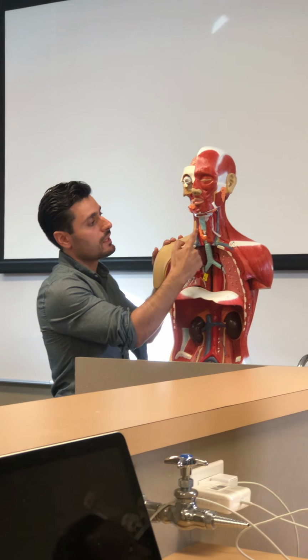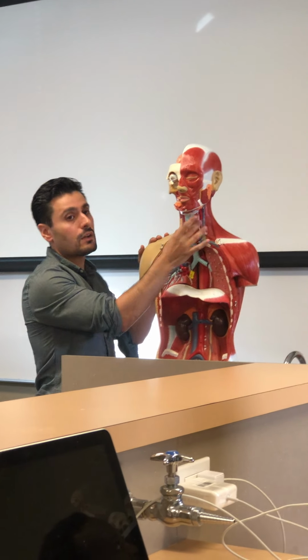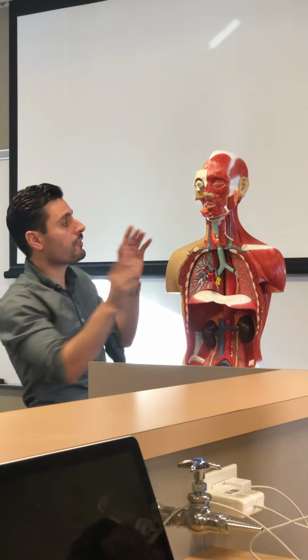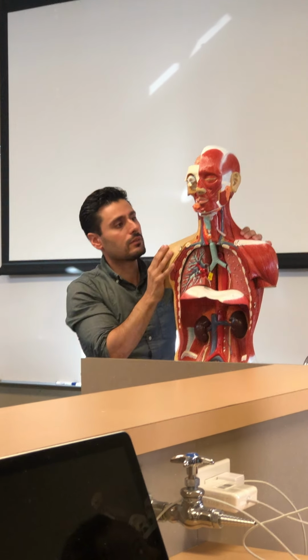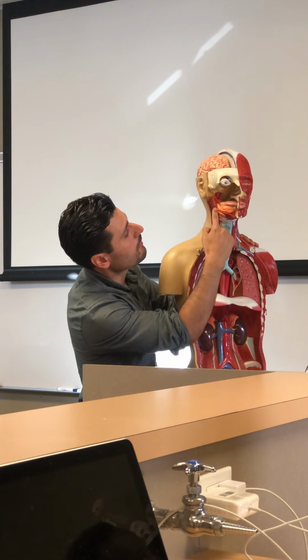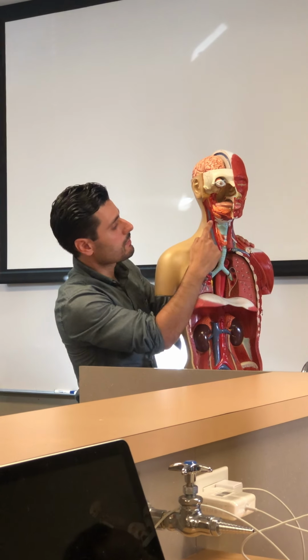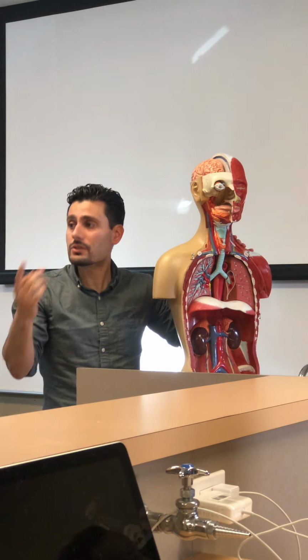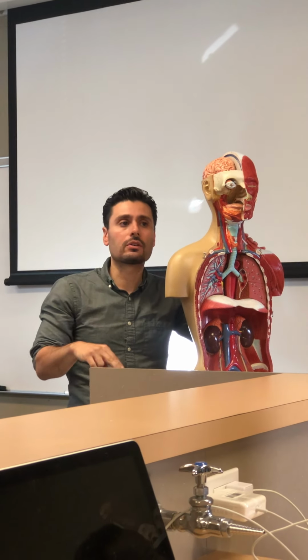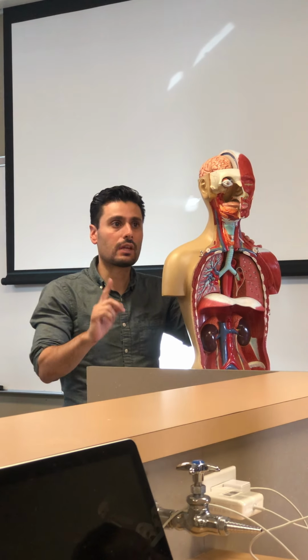So as we ascend through the neck, the common carotids bifurcate, and you can see here at the beginnings, they begin to branch off into the internal and external carotids. Do you guys remember that? The internal and external carotids.